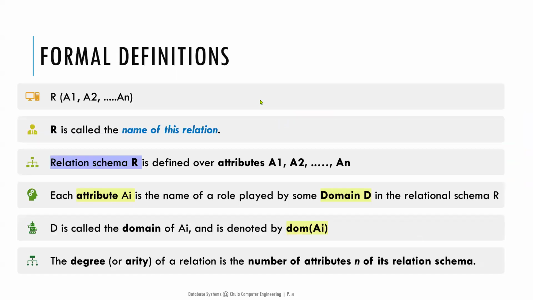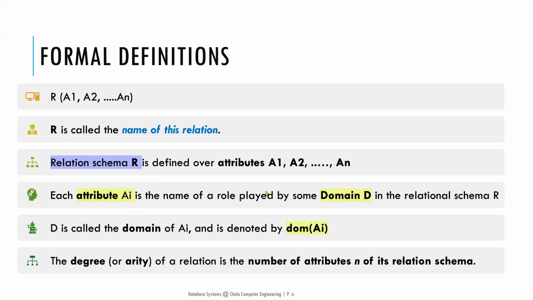For a formal definition, when we write it mathematically, we can say that we have a relation R with attributes A1, A2 to AN. R is the name of this relation, so you can just replace R with the name of the relation. For example, for the relation student that we had before, R would be replaced with student. And A1 to AN would be the names of the attributes that you have in your design. So we say that a relation schema R is defined over attributes A1, A2 to AN.